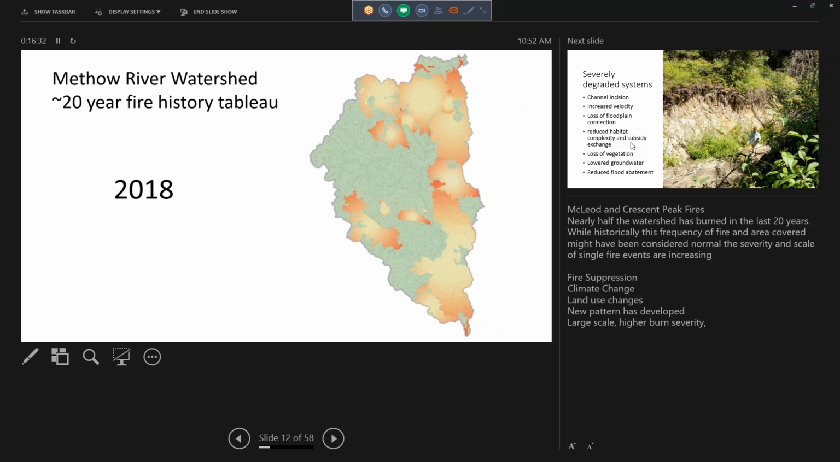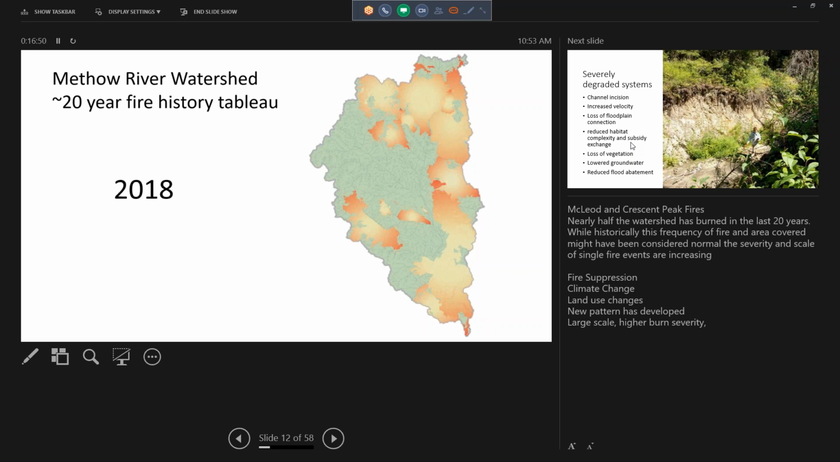So you can see that close to half of our watershed has burned in the last 20 years. Some of it's patchy, some of it's not. We have moderate to high risk erosion potential on over half of the Carlson Complex burn, about 200,000 acres of the 300-some burned in that fire.